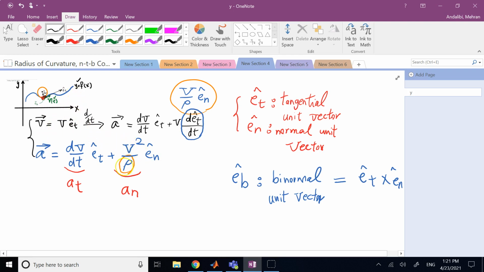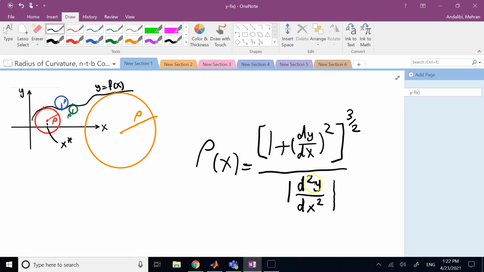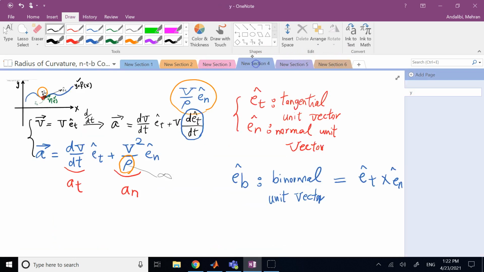So if you move on a straight line, for a straight line, this rho is how much? Yes, it is infinite. You can show that for a straight line, rho is infinite because this double prime is going to be 0, so a number divided by 0 goes to infinity. And v, whatever it is, if you divide it by infinity, this whole term is going to go to 0. So as long as you are moving on a straight line, the only term you have for acceleration is because you are changing the speed, and that's what we have in rectilinear motion.